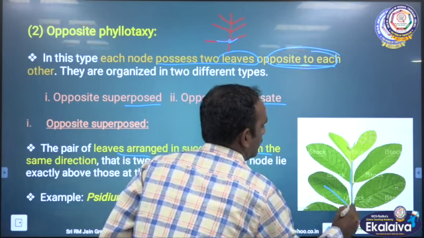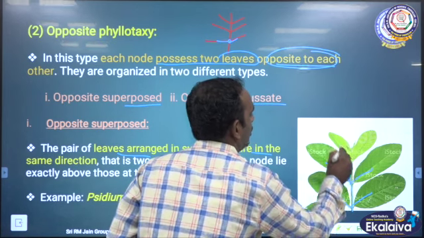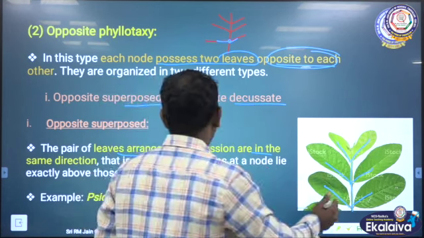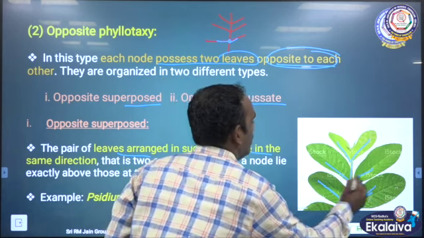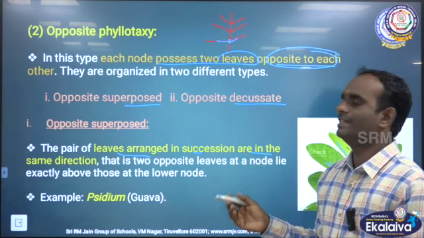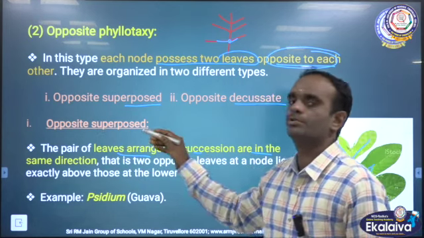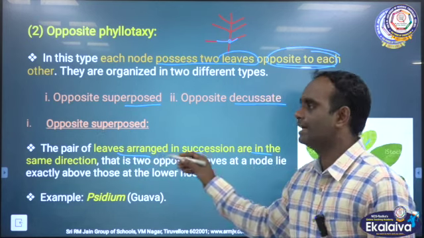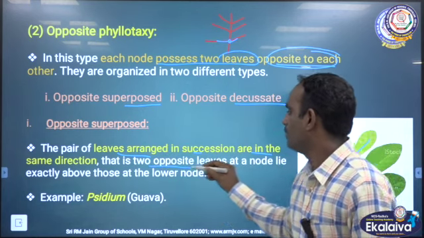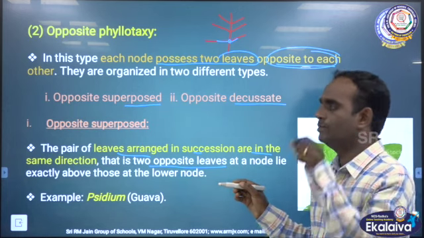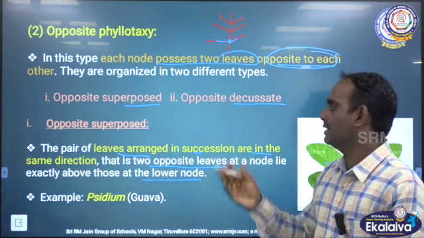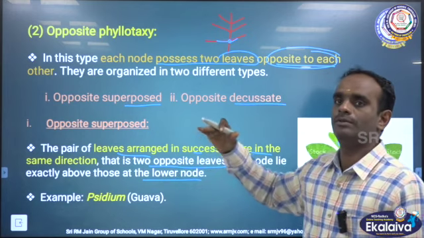They have leaves here. All these leaves are in the same direction. The pair of leaves in succession, in the same direction. So that type of arrangement is said to be opposite superposed. Here the leaves are arranged in the same direction, that is, two opposite leaves at a node are exactly above those at the lower nodes.